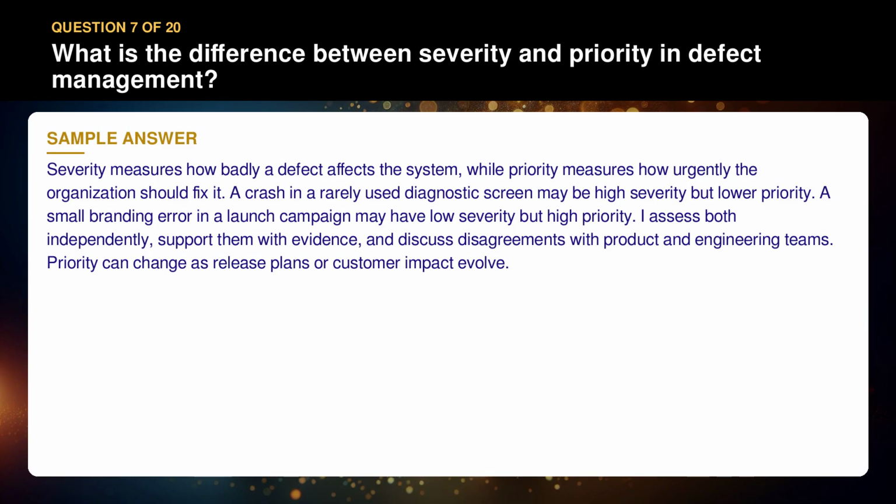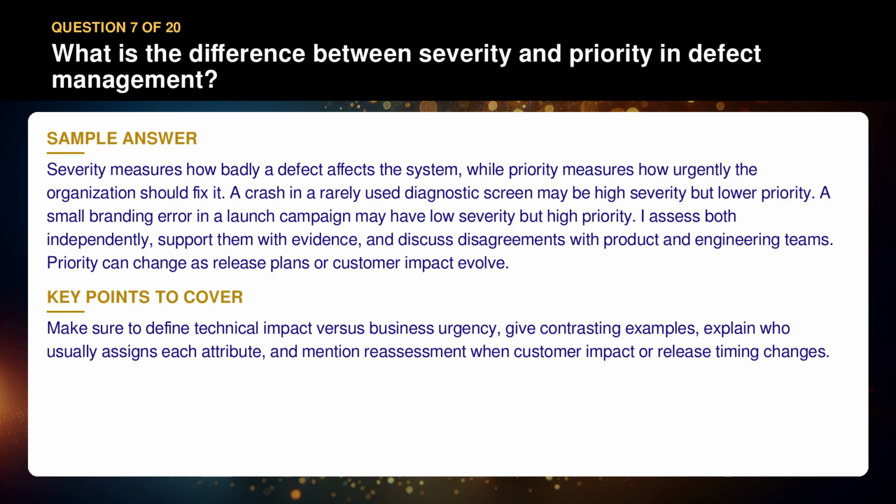I assess both independently, support them with evidence, and discuss disagreements with product and engineering teams. Priority can change as release plans or customer impact evolve. Make sure to define technical impact versus business urgency, give contrasting examples, explain who usually assigns each attribute, and mention reassessment when customer impact or release timing changes.